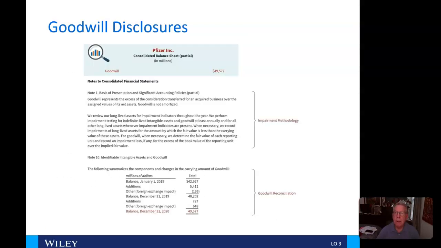Okay. Goodwill disclosure. Here, Pfizer Incorporated has some notes to its consolidated financial statements. And here, note 1 tells the details associated with the reporting of its goodwill. And they define it here, the fact it's not amortized, and that they look at it for impairment. And then the identifiable intangible assets and goodwill, they break that out into its pieces.